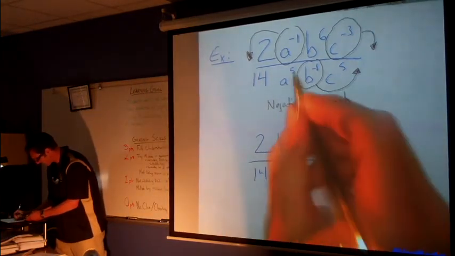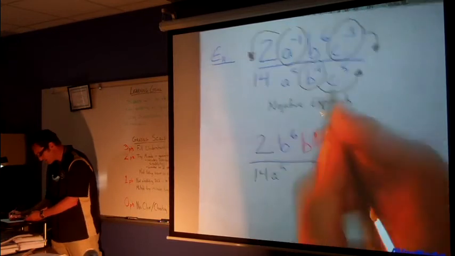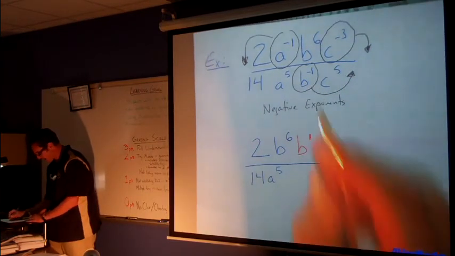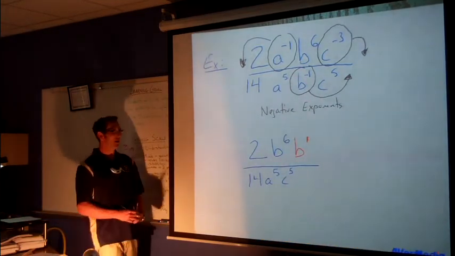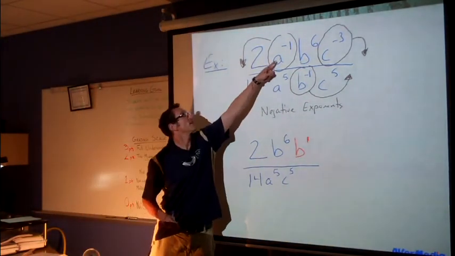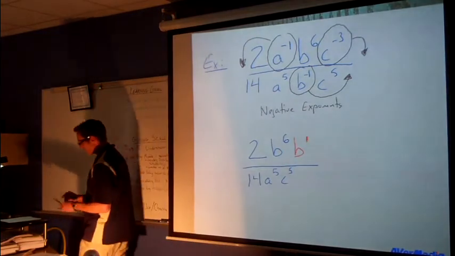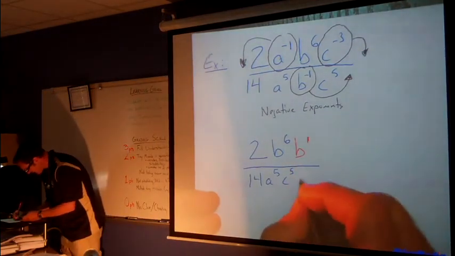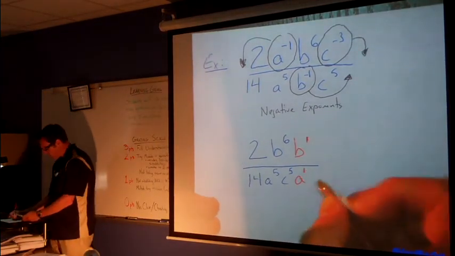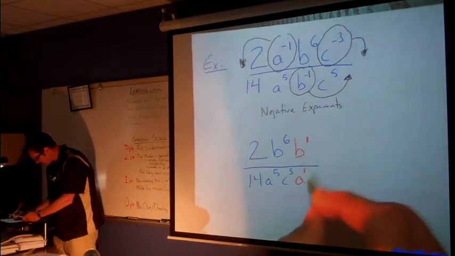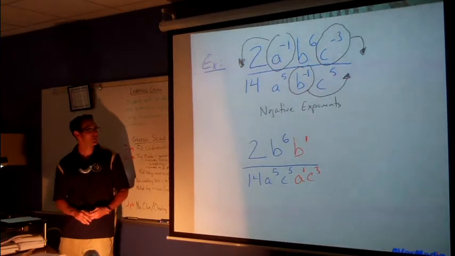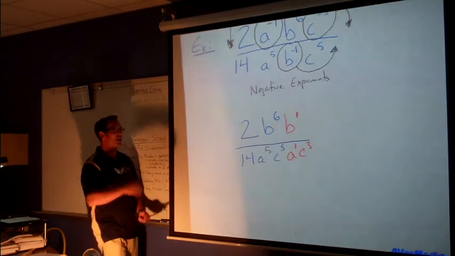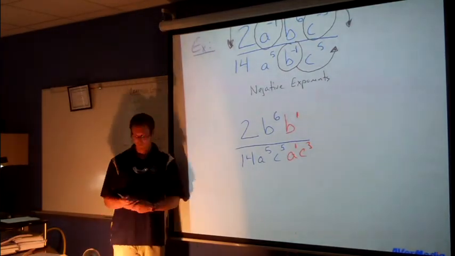The a to the 5th stays. The b to the negative 1 moved already. And the c to the 5th stays. But that's not it for the bottom, because we have things coming down from the top. So now we have that a to the positive 1, and then c to the positive 3. There's the bell we're going to ignore. I'm almost done. So after all the moves take place, this is what we have.